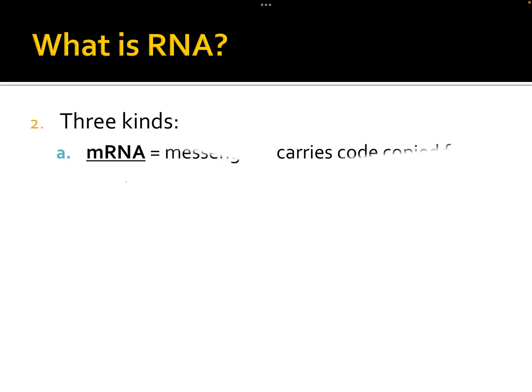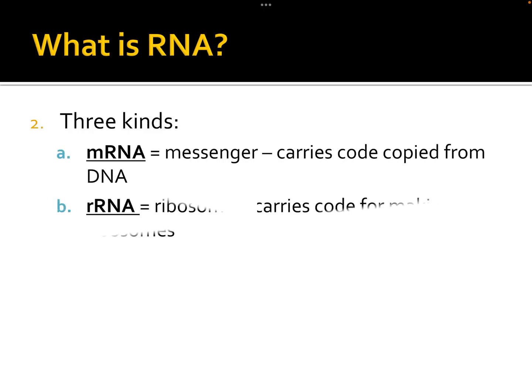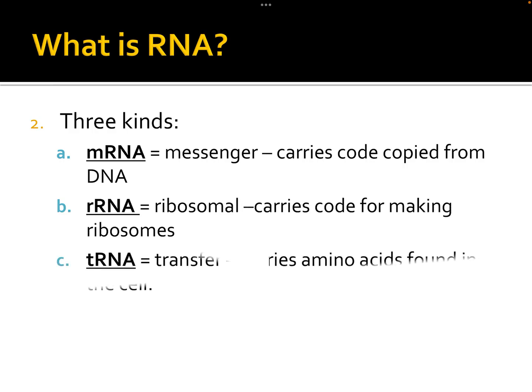I would say RNA comes in three flavors. It has three different jobs to do. The three different varieties are differentiated right here. M is messenger, and that carries the code copied from the nucleus out into the cytoplasm. We don't ever want to take the DNA out of the nucleus, but we can make a copy, and that messenger RNA is the copied code.